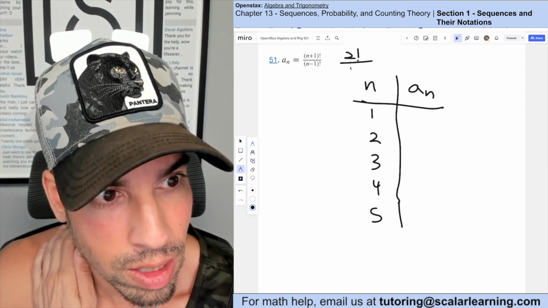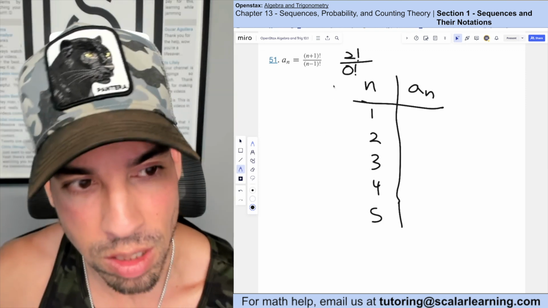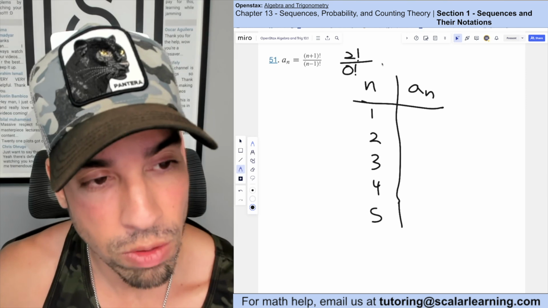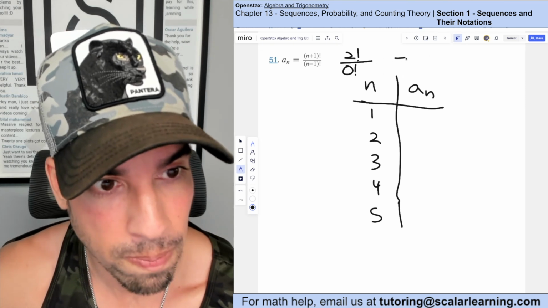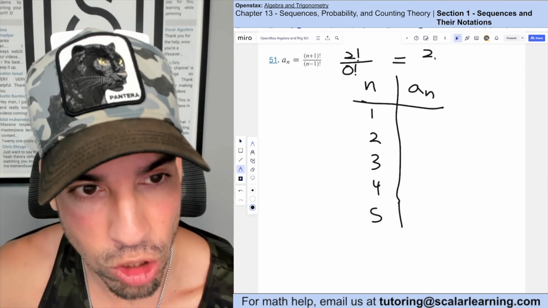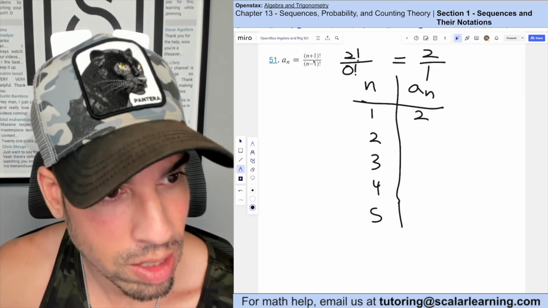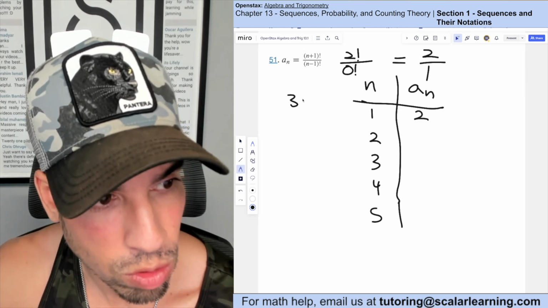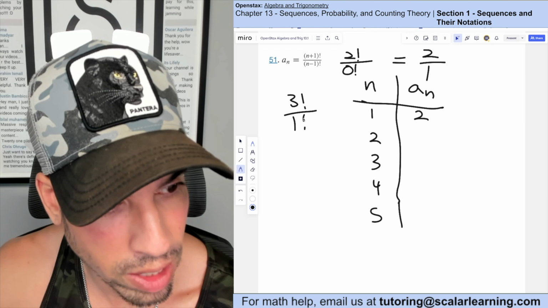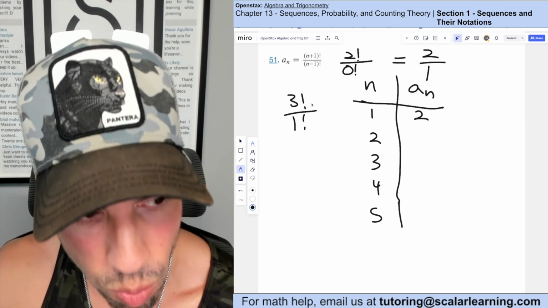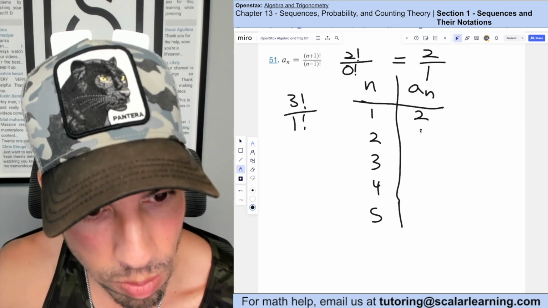Now, you might think that 0 factorial is 0 and this is undefined. That's actually not true. Fun little fact, 0 factorial is actually 1. So 2 factorial is 2 times 1, which is 2. 0 factorial is 1, so we get our first term as 2. Now the next one, we're going to plug in 2. So we get 3 factorial over 1 factorial. 3 factorial is 3 times 2 times 1, which is 6 over 1, so we got 6.